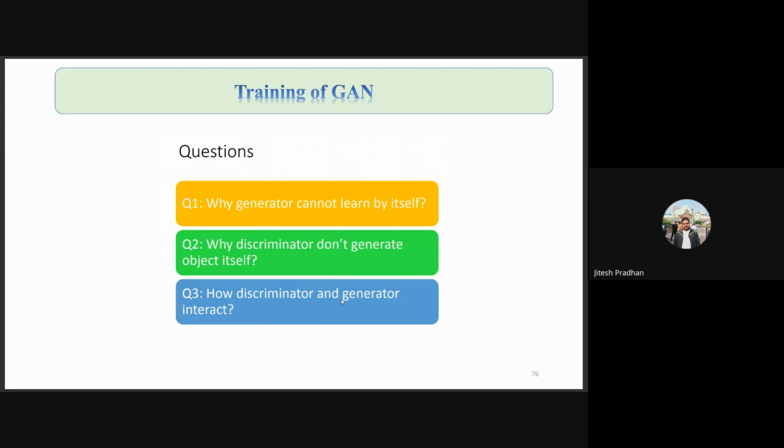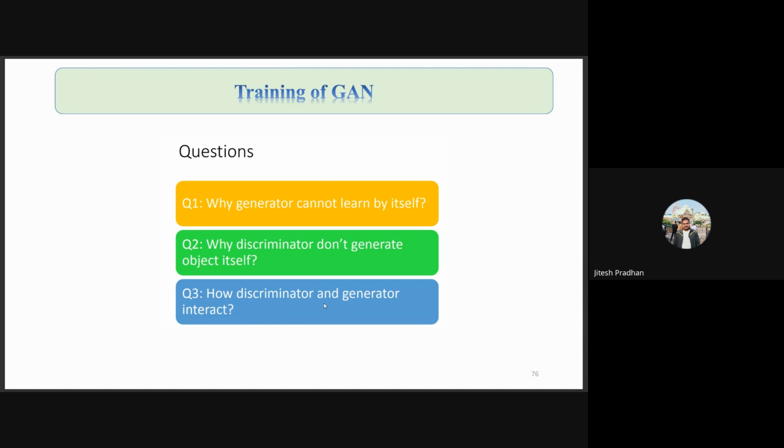So how do the discriminator and generator interact with each other? Can anyone say? That is the adversarial training process. How do they interact? The generator will generate something and pass it to the discriminator. The discriminator will tell whether it's real or fake. Based on that, it will give feedback to the generator, and it's a looping process. That's how they interact with each other.